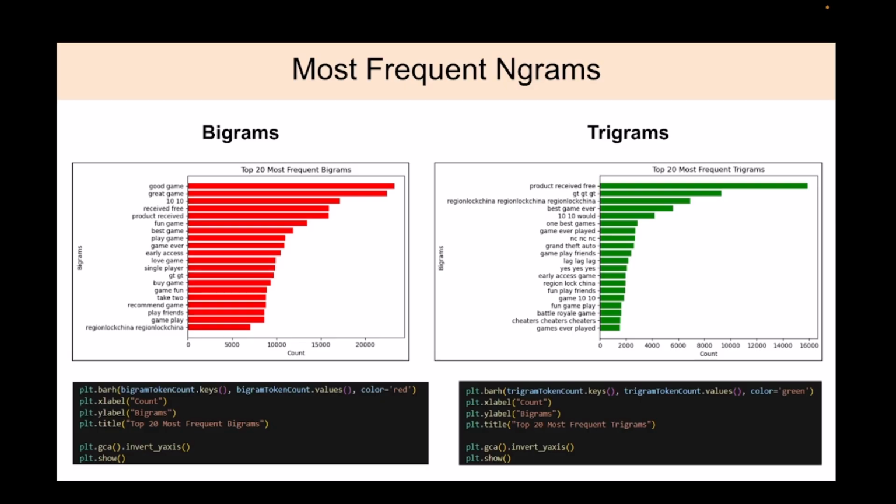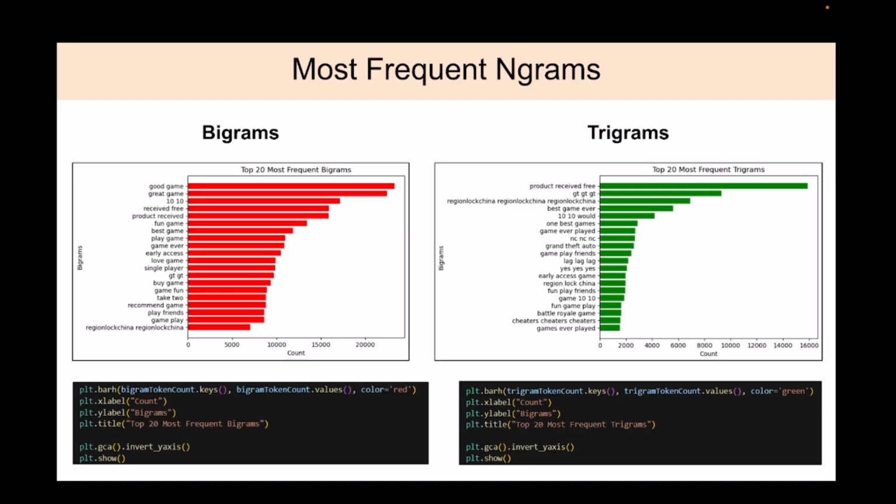So looking into bigrams and trigrams, we can see that bigrams has a lot of positive words. We can see good game, great game, fun game, love game, types like that. And then in trigrams, we can also see some positive ones. We can see yes, yes, yes, and 10, 10 would. And then we can also see some negatives. We can see cheaters, cheaters, cheaters, and lag, lag, lag.